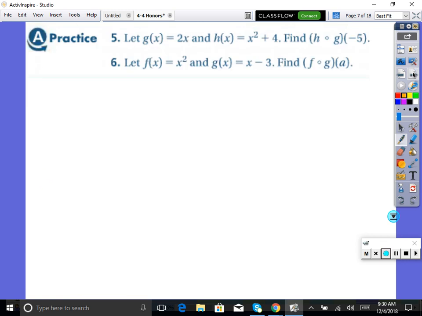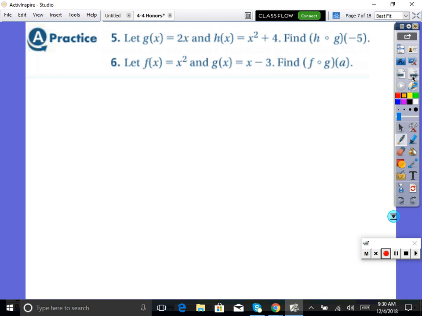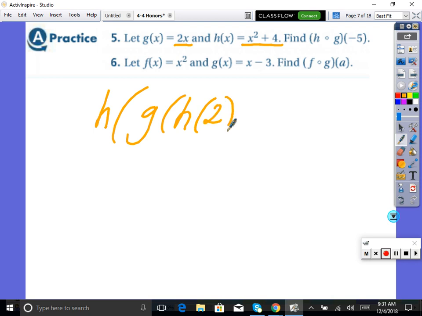So, what if I was to do, for example, okay, I'm going to go to this one. I'm going to make it harder though. So, with this one, I'm going to have you try it real quick, because I'm going to, on the test, put one more of this caliber. H of g of h of 2. Calculate that. H of g of h of 2. So how do you think you'd start calculating it?